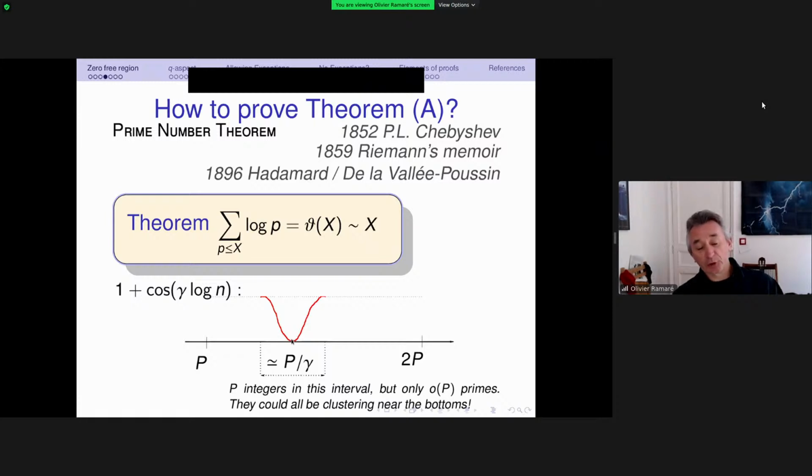When you sum over all the intervals, you can get a positive proportion of the integers that are close to these bottoms. And of course, the primes do not have positive density; they have density 1 over log p. So maybe they could all be in these bottoms. The information you have is that these bad places are intervals. And that's what we're going to use.